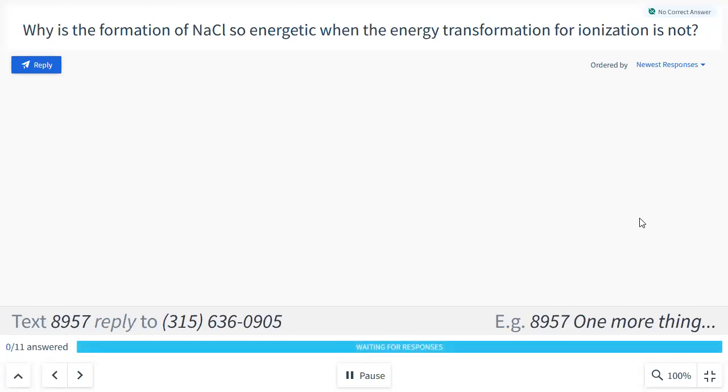So take a couple of minutes. Why is it that even though the numbers for the ionization process would seem to indicate that we need to add energy to create sodium chloride, when we actually saw the sodium chloride getting created, it was giving off tons of energy, gave off a ton of heat, gave off a ton of light? We saw that in the chamber. Why?